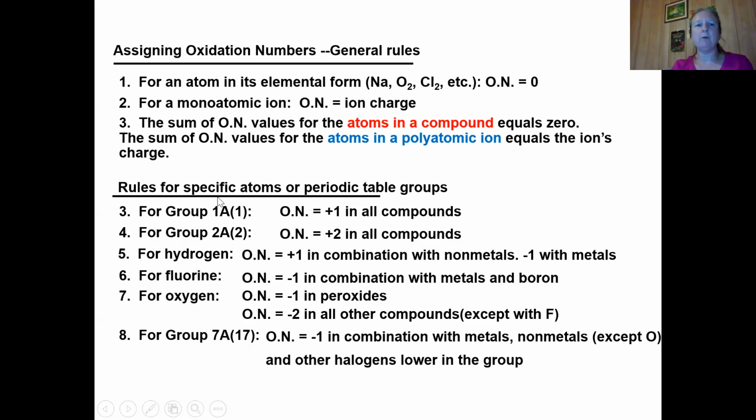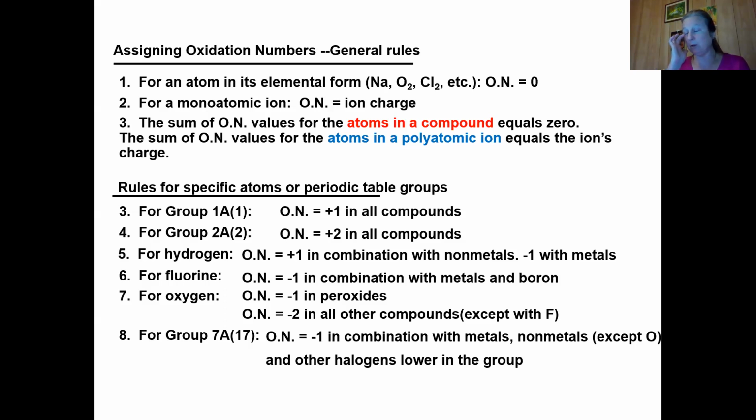And then here's our hierarchy. The lower the rule is, you choose the rule above it if you have to make a choice. So for group 1A, not including hydrogen, so lithium, sodium, potassium, rubidium, cesium, your oxidation number will always be +1. And group 2A, beryllium, magnesium, calcium, strontium, barium, they'll always be +2. So you will be able to assign that oxidation number anytime you see those, because it's a set rule.